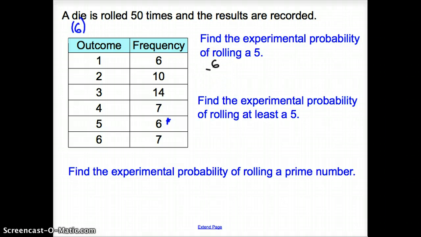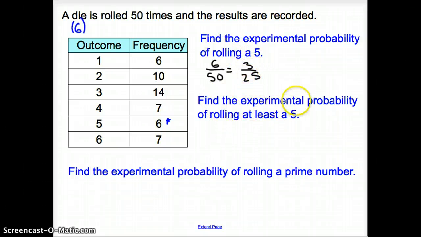So it's 6 divided by 50 for our probability. 6 divided by 50 simplifies into 3/25. And for right now, ladies and gentlemen, just leave it as a fraction. You can also represent probability as a percent, but we're going to leave it as a fraction.